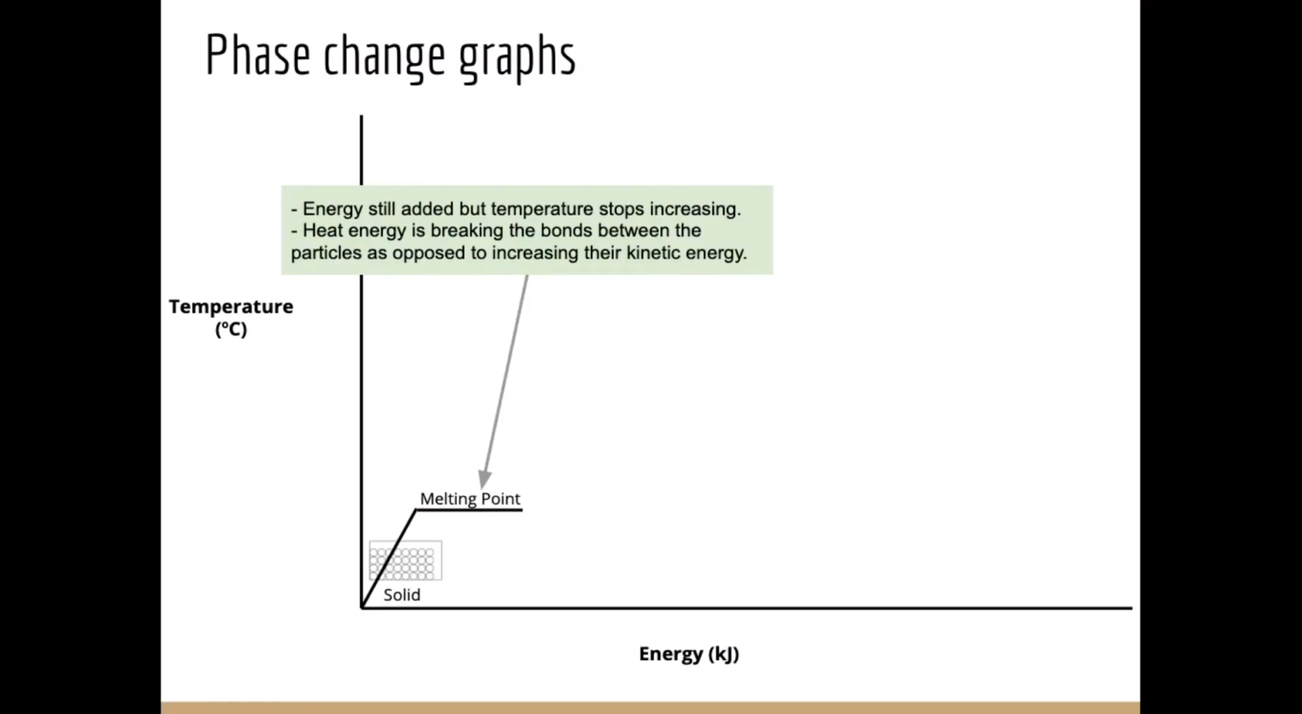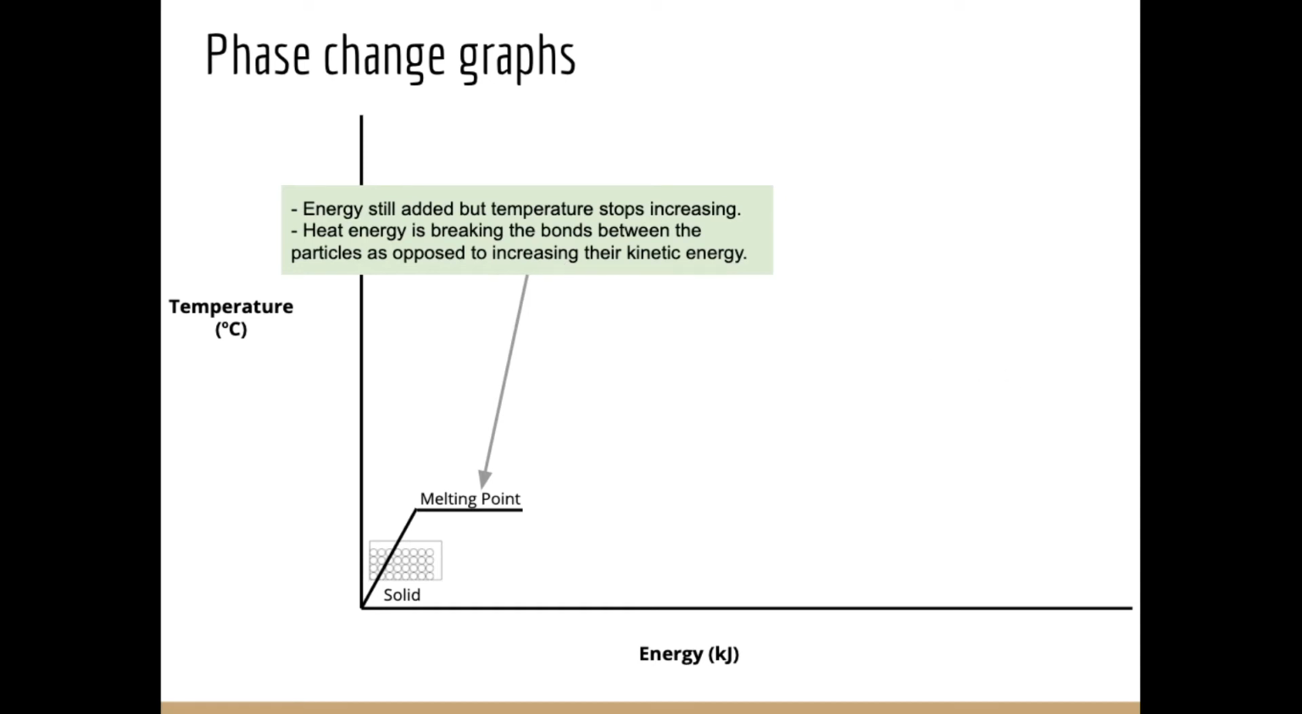until all of the substance has completely melted, and only once it's completely in the liquid form will it continue to rise in temperature. So we're still increasing energy during this section. You can see we're going up in our energy down on our x-axis. However, the temperature doesn't increase. And this is because the heat energy is now being used to break the bonds between the particles as opposed to increasing the kinetic energy.